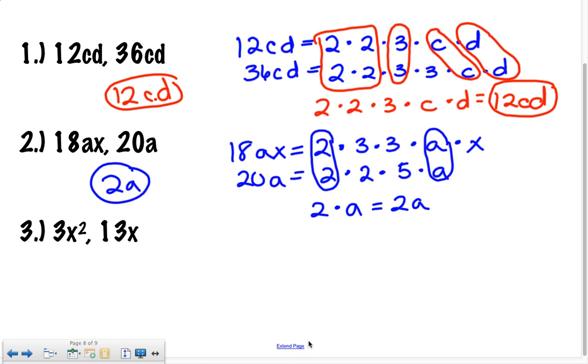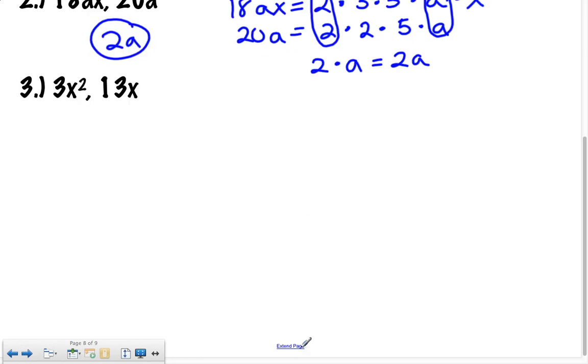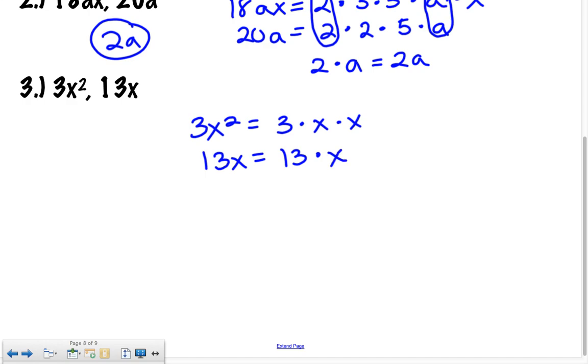All right, moving on to the next one. 3x squared. So we're going to break apart 3x squared. So 3 is already a prime number, so you're good with that. And then x squared is x times x. And now we're going to break apart 13x. Well, 13 is also a prime number, so it's just going to stay the same. And then x. So the only thing that matches up between 3x squared and 13x is 1 x that occurs in both of them. So your greatest common factor between those two monomials is just x.